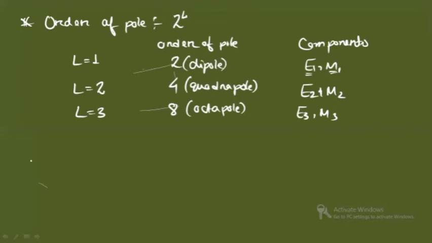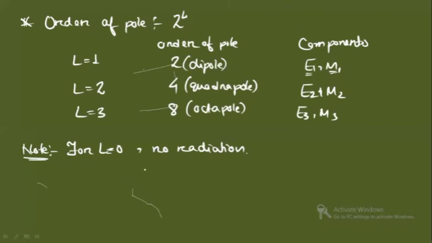Now you see, I have not written for L equals 0. Why? Because this is a point which you need to note, that when L equals 0, there will be no radiation. Why will there be no radiation?